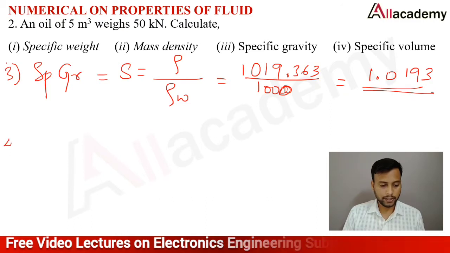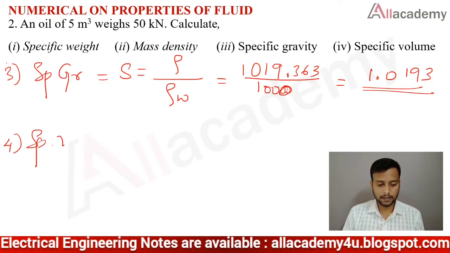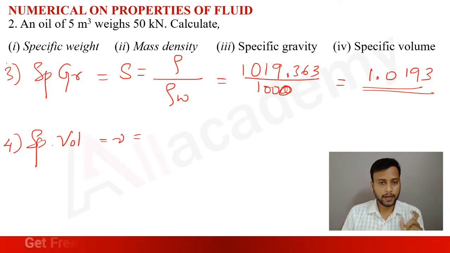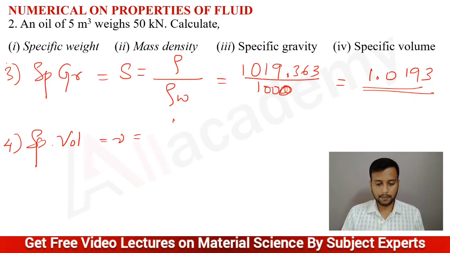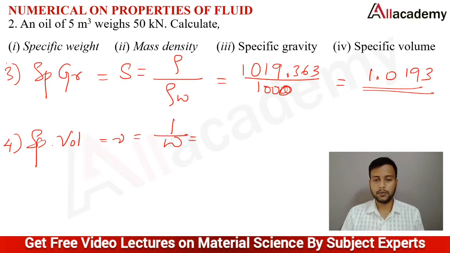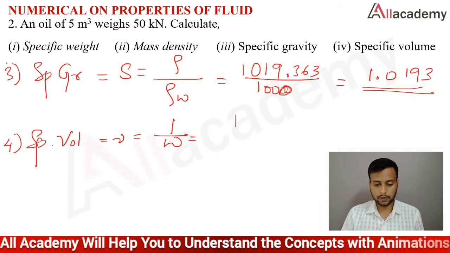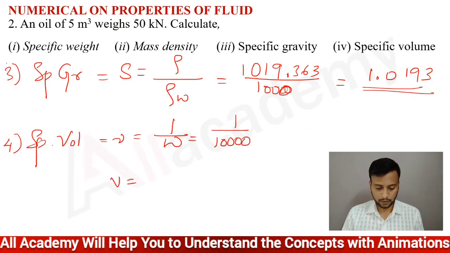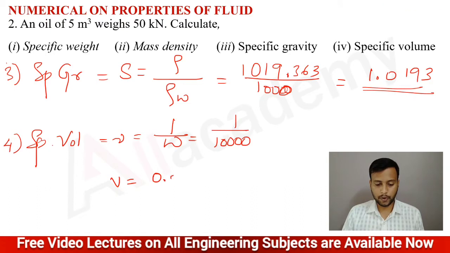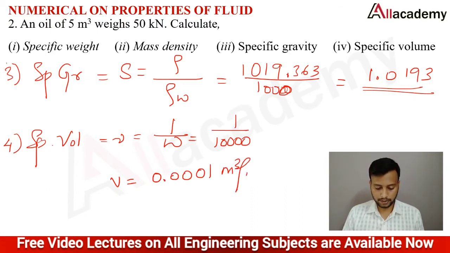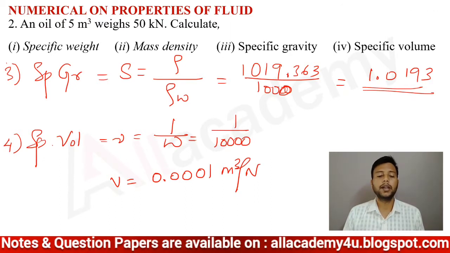And the last term we need to identify is the specific volume. This specific volume is denoted by small v. It is identified by using 1 by small w, that is 1 by 10,000. So the specific volume is 0.0001 meter cube per Newton. So these are the 4 things we need to identify.